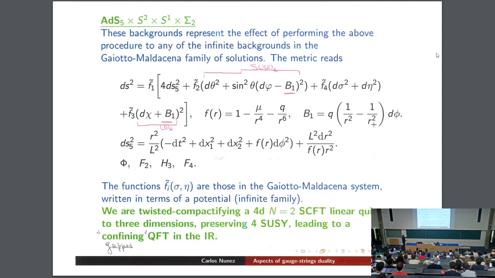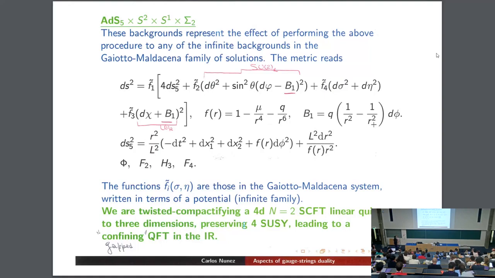And notice that the original theory had an SU(2) × U(1) R-symmetry. Both are mixed with this phi direction in order for this to work nicely. Okay? There are also some Ramond and Neveu-Schwarz fields that capture what's needed for this to be a solution of the equations of motion. Okay?